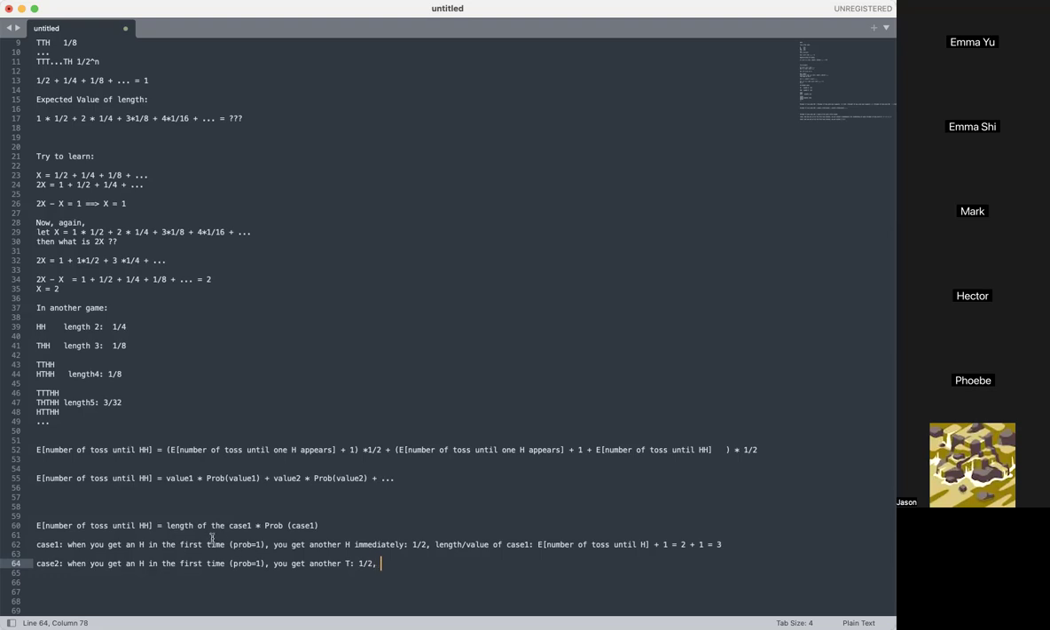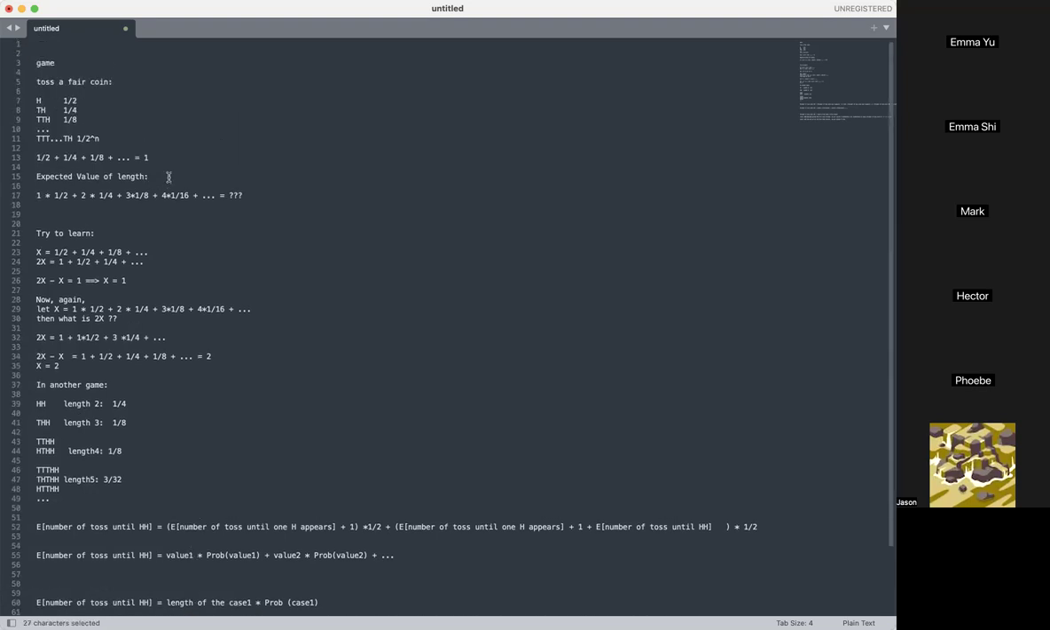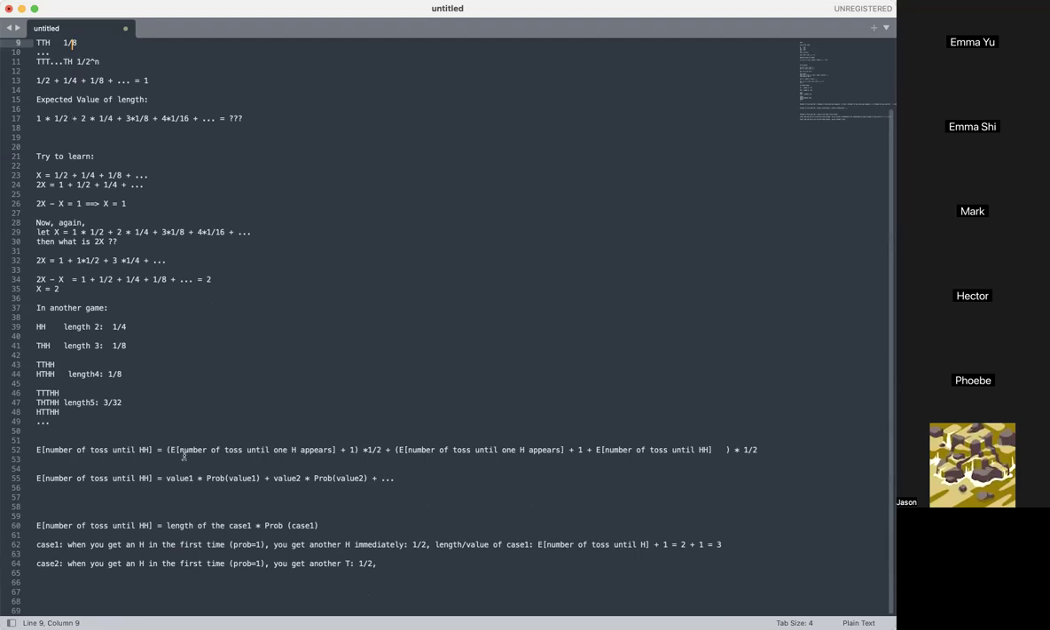But what is the length? In the first case, when you get an H for the first time, we already know the average length is 2, because we already calculated it: 1 times 1/2, 2 times 1/4, 3 times 1/8. So the average length of the first case is 2. And then you get another H, which means another toss. So the total number of tosses for the first case is 3, right?